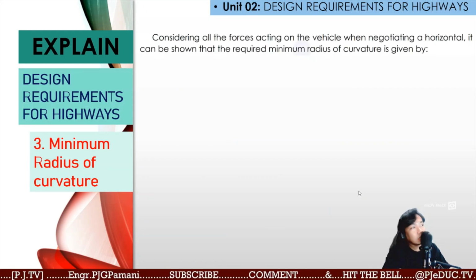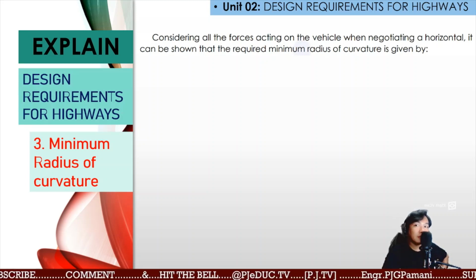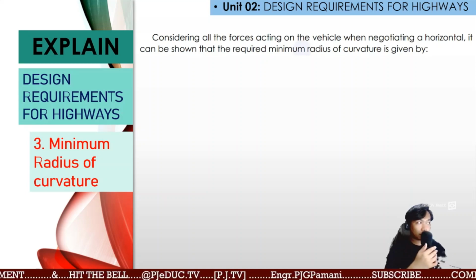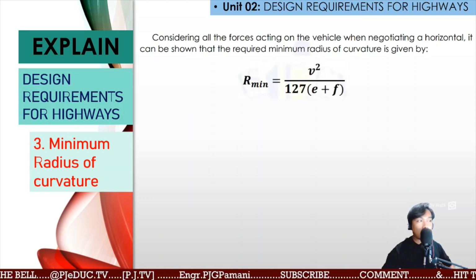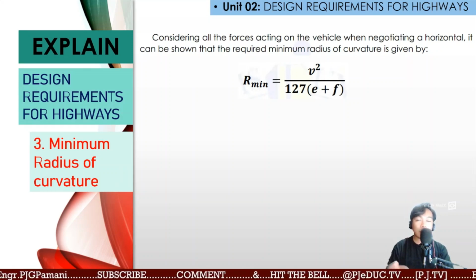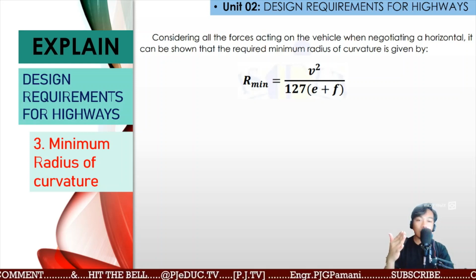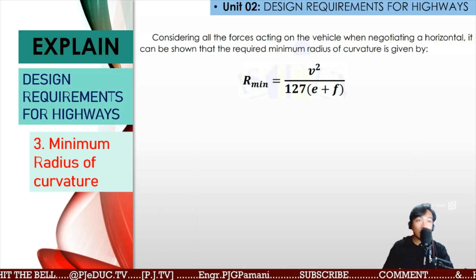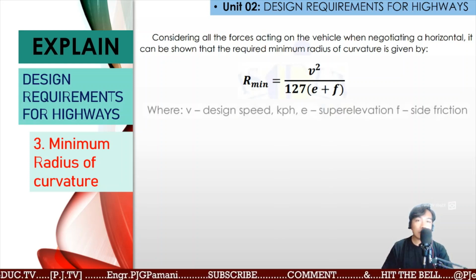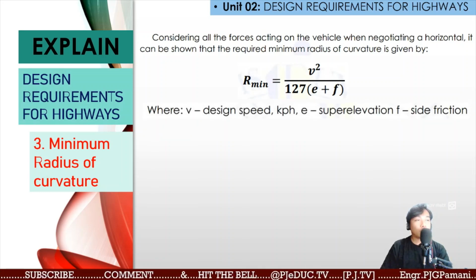Okay? Considering all the forces acting on the vehicle when negotiating a horizontal curve, it can be shown that the required minimum radius of curvature is given by V squared over 127 times e plus f. Remember our maximum and minimum of super elevation. If it exceeds the maximum, use the maximum of 12%. If it goes below the minimum of 6%, use 6%. Or there is another one of 2%. Now, where V is the design speed in kph, e is the super elevation, and f is the side friction.